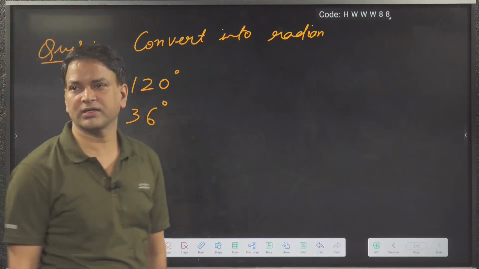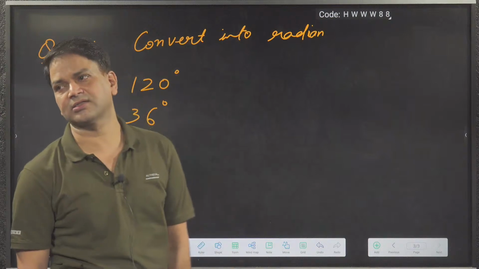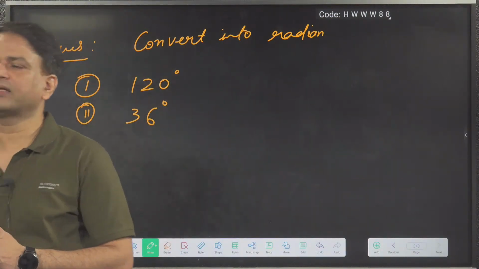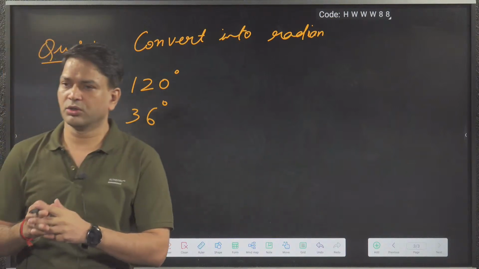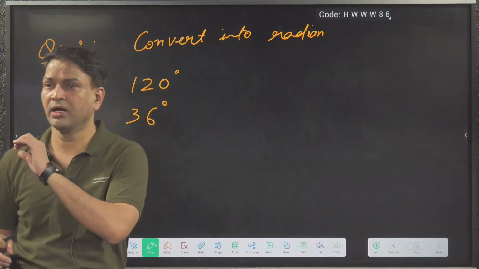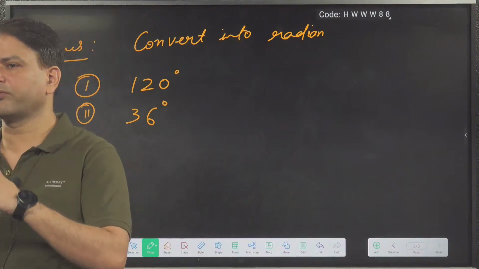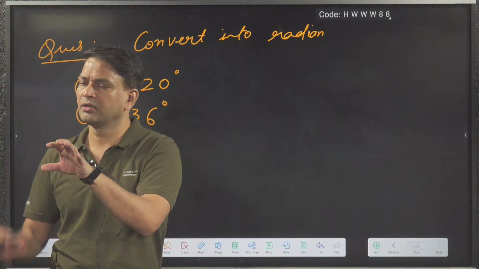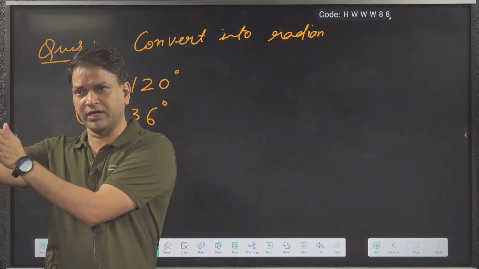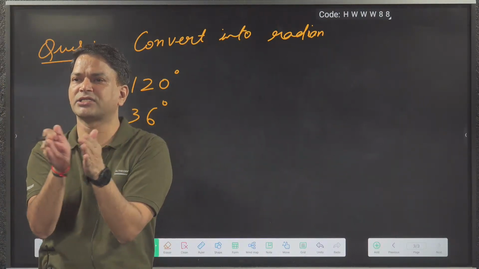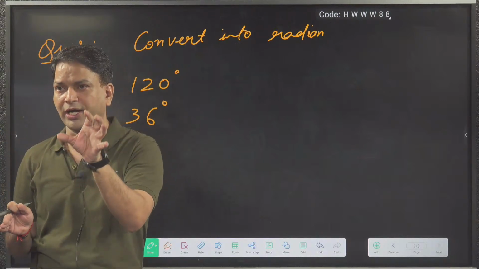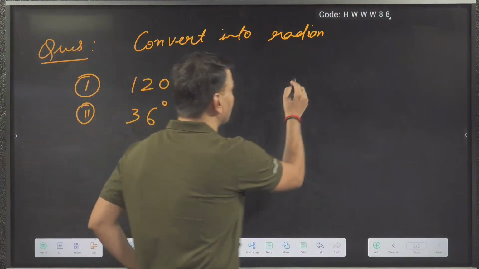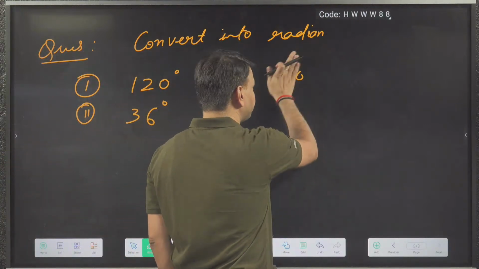So you have to convert 120 degree into the radian and 36 degree into the radian. Okay. So I will say the one shortcut also later. First, if I am going through the process, if you want to convert degree into radian, first we will write degree and then radian. We know the relation: pi radian is equal to 180 degree.